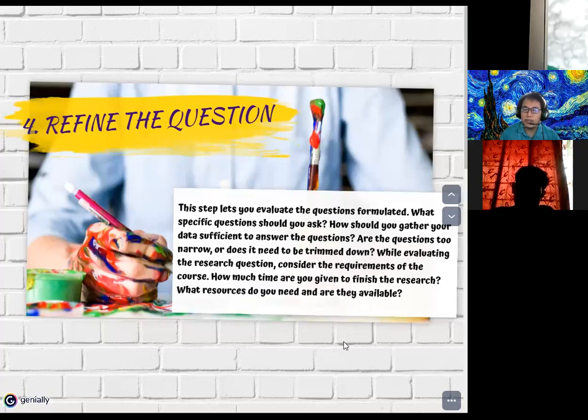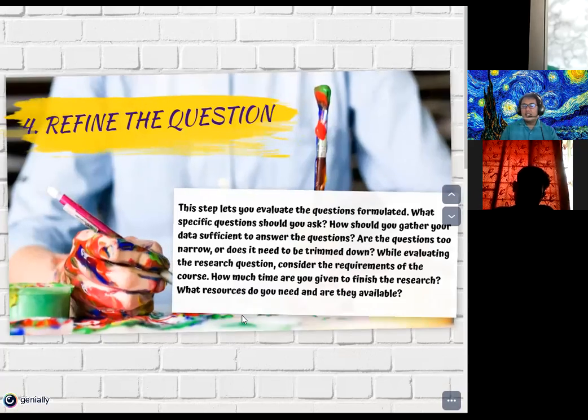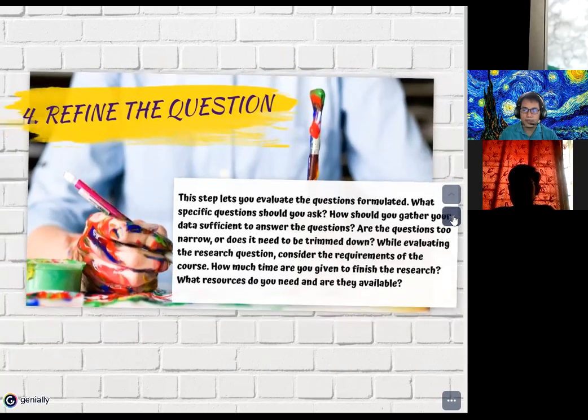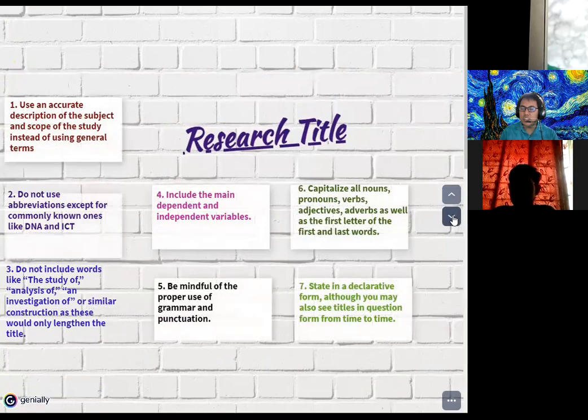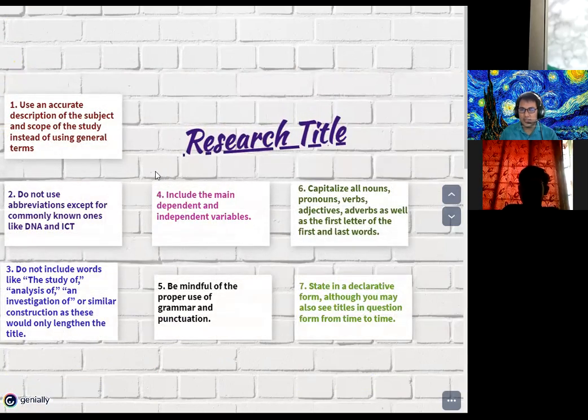Of course, be mindful of the following factors to consider: the time, the place, the period, the characteristics of the respondents, and so on. So those are the 4 steps: choosing a broad topic, doing a preliminary research, defining the problem, and defining the question. After the research questions, you will come up with a research title. And with that research title, we still have factors to consider.